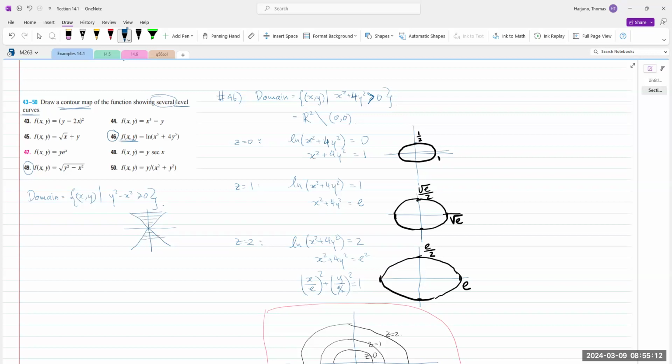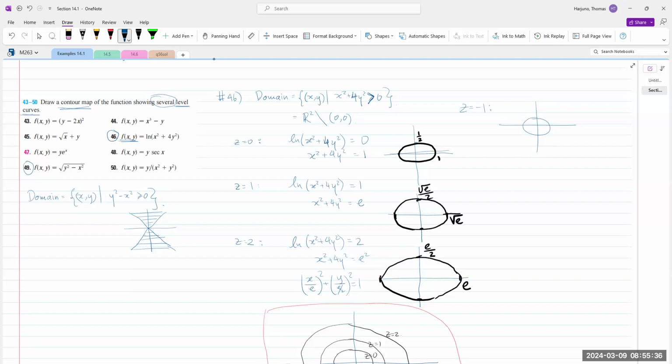Because the range is non-negative, our z for the level curve that we choose cannot be a negative number. It's different from this one. This one you can choose z equals -1, and you will see a smaller level curve. Okay, z equals -1. For that question, you will get an even smaller one.